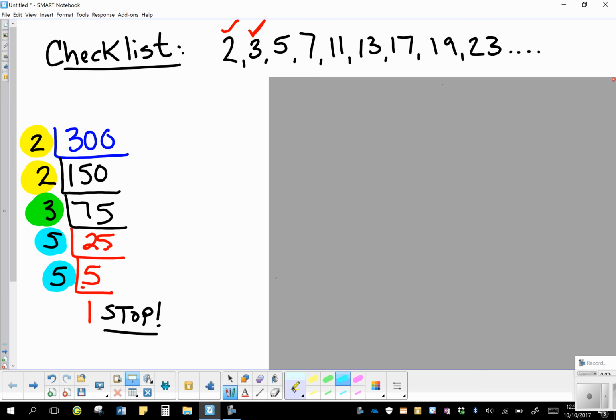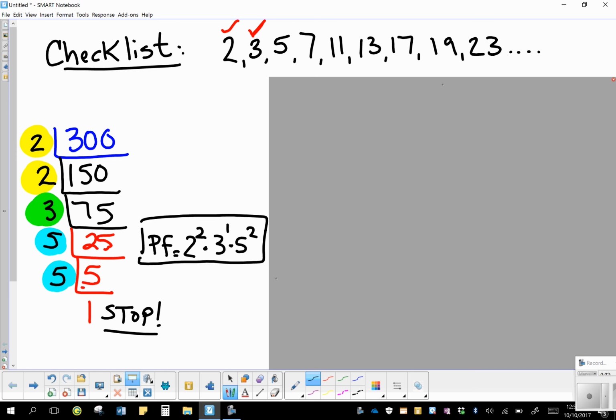So what I have going on here for my prime factorization is 2 squared, because I have 2 2's over here, times 3 to the first, because I only have 1 3, times 5 squared. Okay, and that is your final answer.